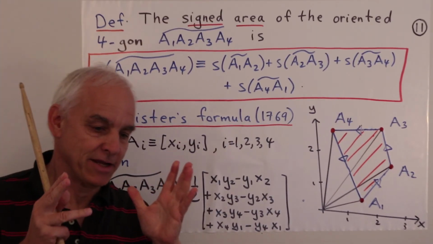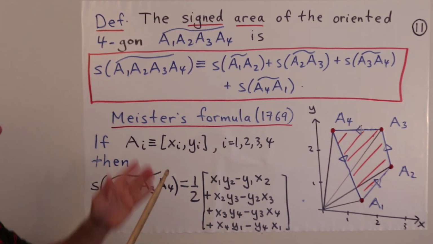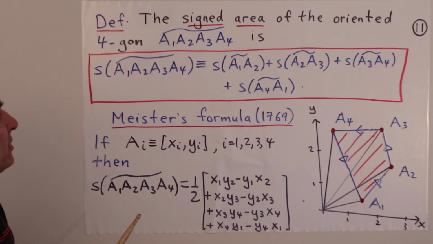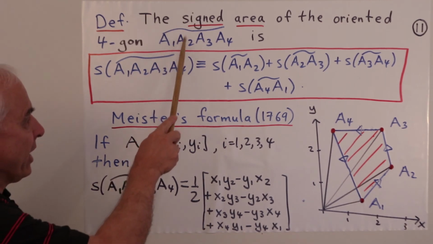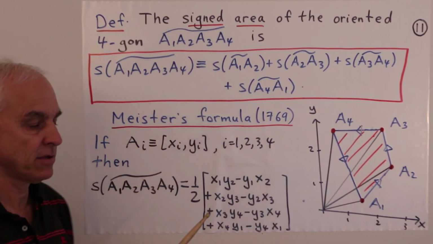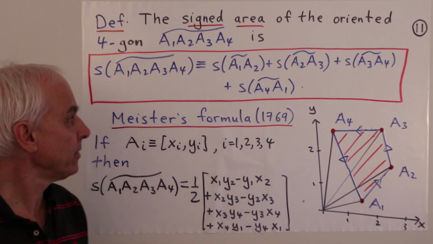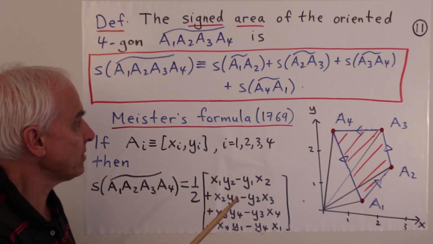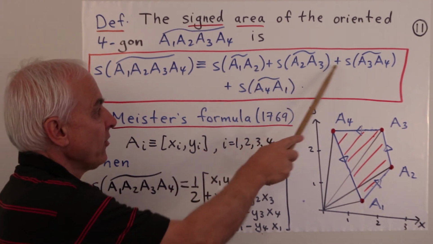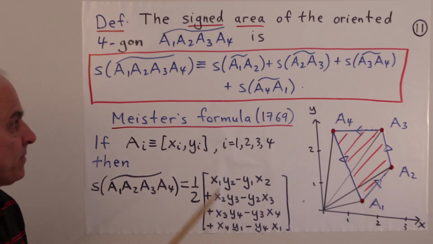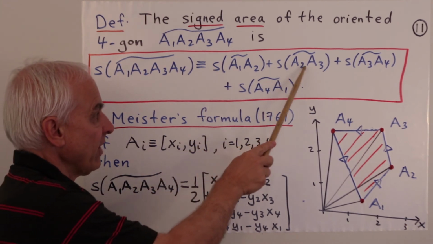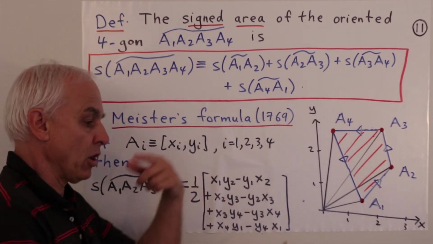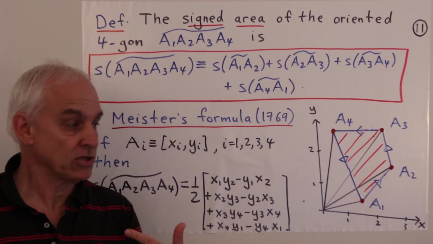Okay, so that analysis leads us to the following definition. It's a definition of the signed area of an oriented fourgon, fourgon A1, A2, A3, A4, an oriented fourgon or quadrilateral. And the definition is that this signed area is going to be, just as we said, the sum of the signed areas of its four oriented sides. S of A1, A2 plus S of A2, A3 plus S of A3, A4 plus S of A4, A1, closing the circle and coming back to where we started.